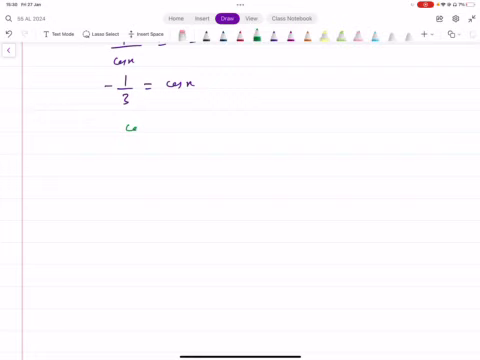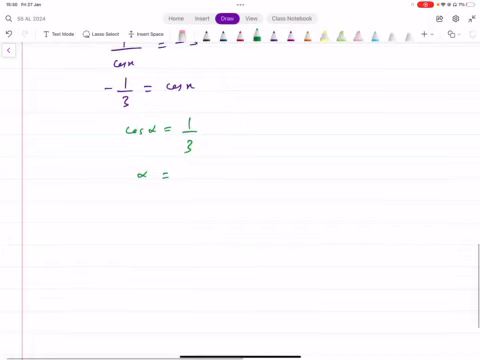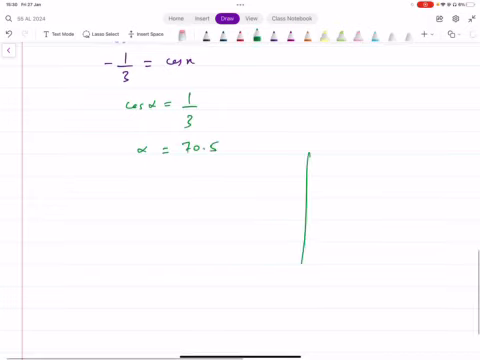Basic angle इसका क्या आएगा? Basic angle इसका क्या आता है? Alpha. Alpha क्या आता है? Sorry, 72.5, 71.5, 70.5. That's the basic angle.